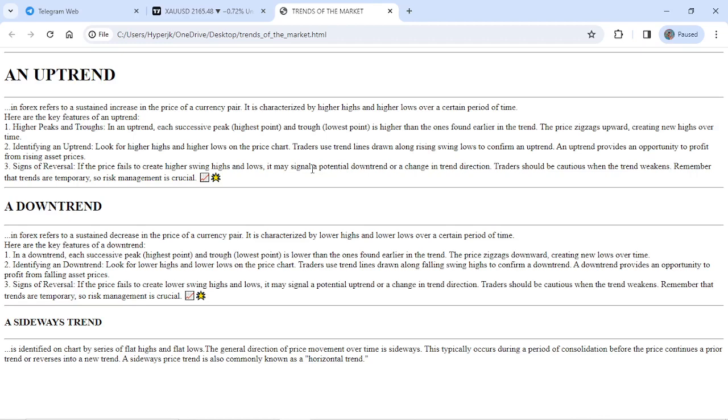consecutively. All right. Number two, identify an uptrend. How do you identify an uptrend? When you open your chart, look for higher highs and higher lows on the price chart.